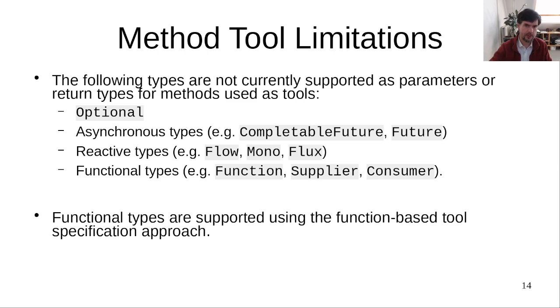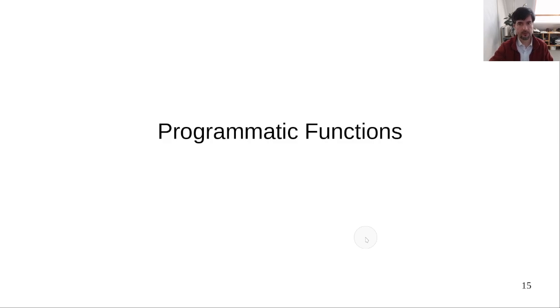So the following types are not currently supported as parameters or return types for methods used as tools. Optional, no asynchronous types like completable future and future, no reactive types like flow, mono, flux, and no functional types like function, supplier, and consumer. Functional types are supported though if you use the function-based tool specification approach. All right, let's do that. Let's do the function-based approach.